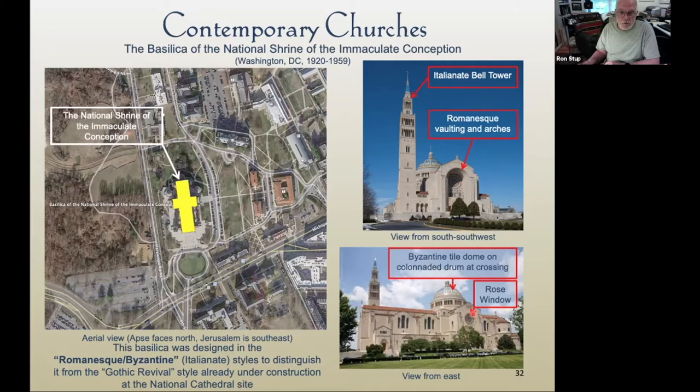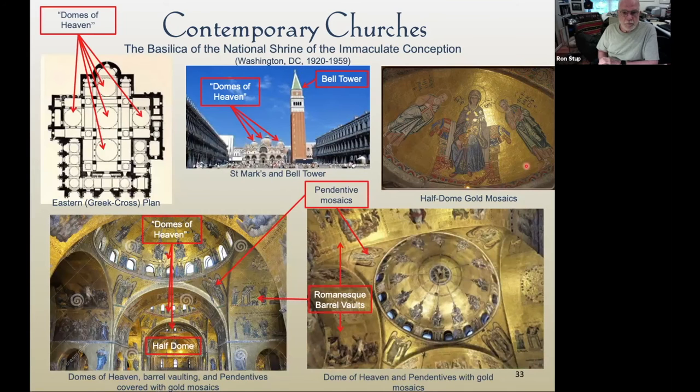And there's a rose window. And these window elements here and arches look very much like from Hagia Sophia. And it's kind of fun to go pick out Romanesque, Byzantine, and maybe Gothic elements there. But what it's noted for is its beautiful mosaics, these golden mosaics.